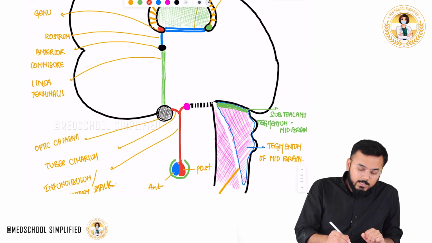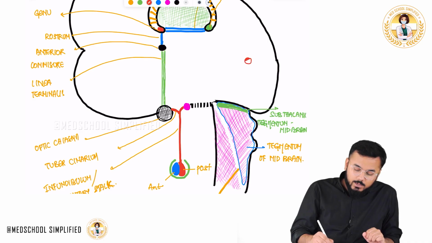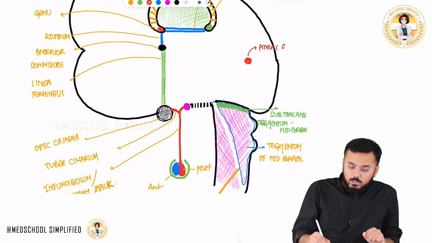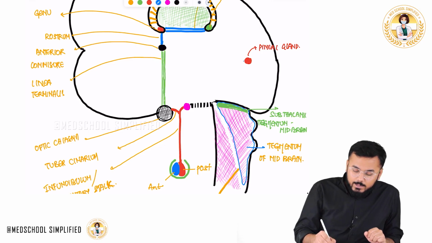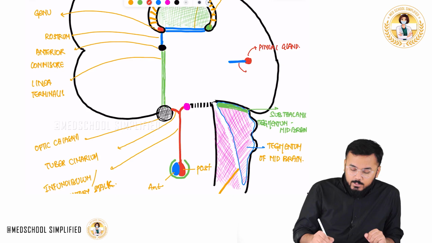And next important thing is that on the back side, here you have a very important part. This is called your pineal gland. Now this pineal gland has a small stalk in the front. This stalk over here is called the pineal stalk.